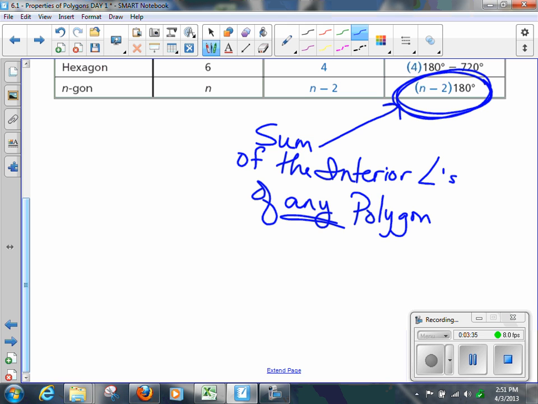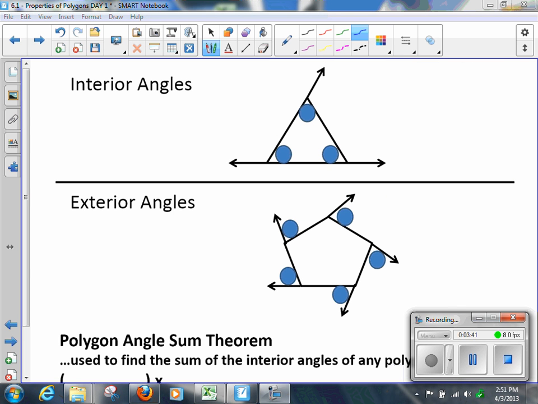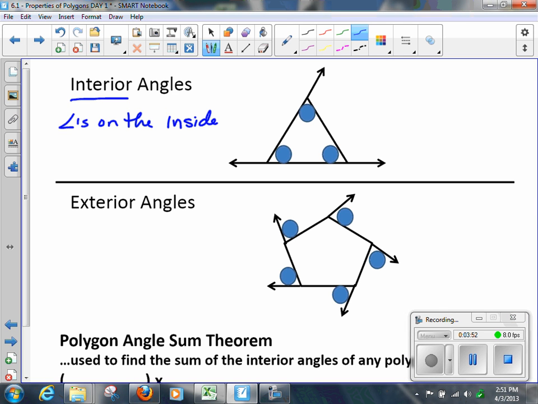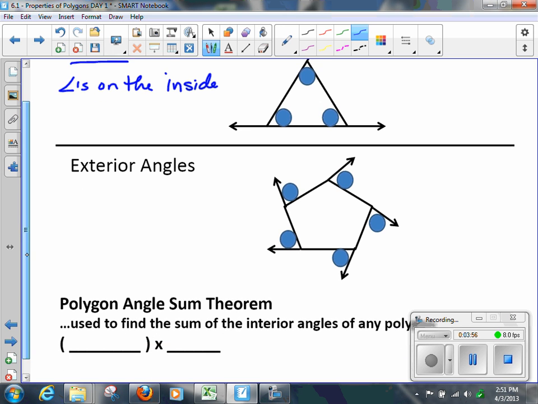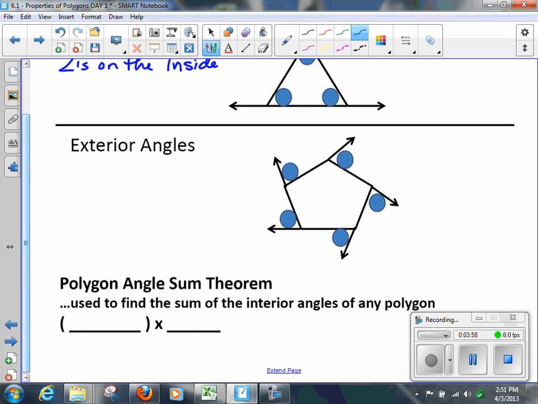You got it? Interior and exterior angles. Folks, interior angles are on the inside. I know that's kind of silly, but that's where they are, right? Exterior angles are on the outside of the polygon.